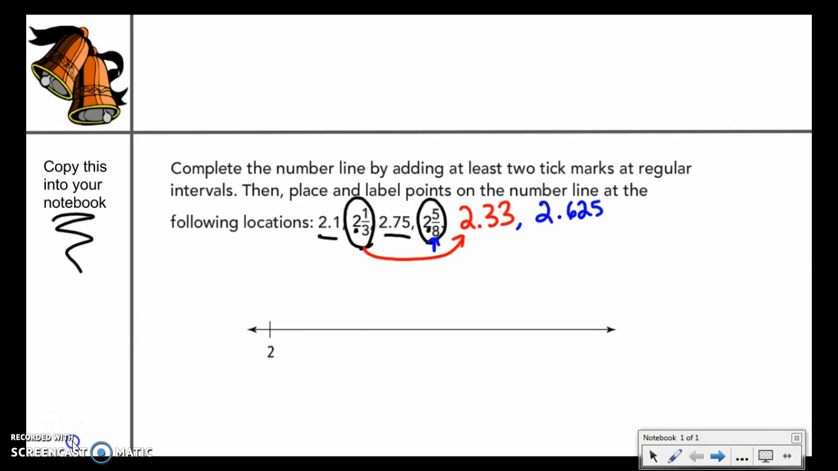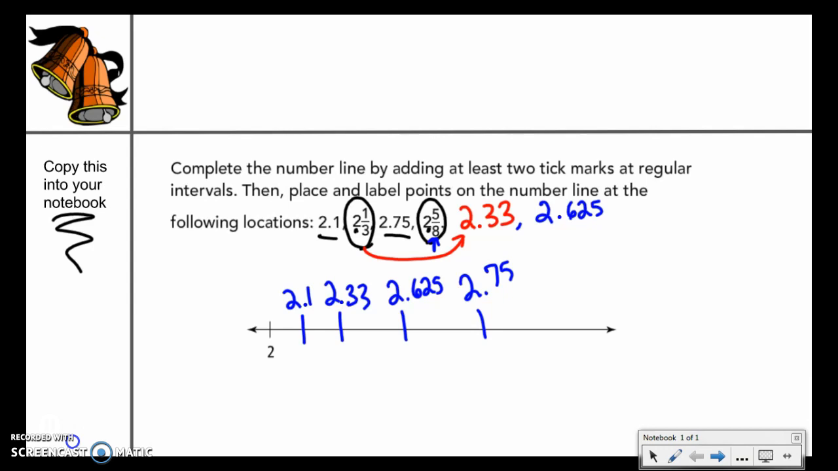So on the number line, we have 2.1, we have 2.33, we have 2.625, which is larger than 2.6, so I'm going to go ahead and put 2.6. Or you can write this as 2.63 if you were going to round. And then 2.75.